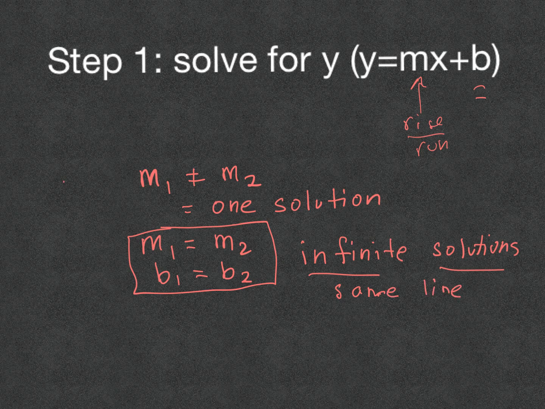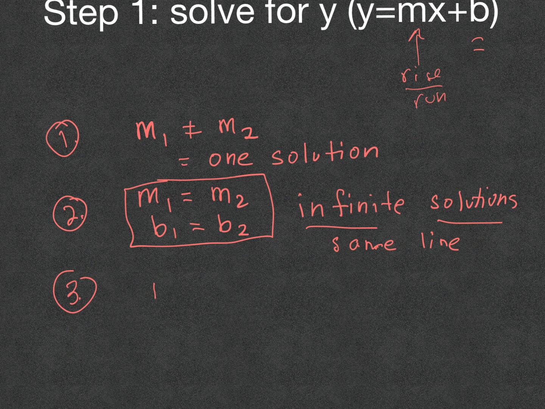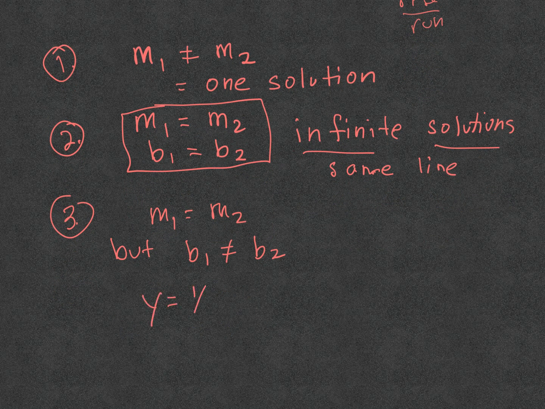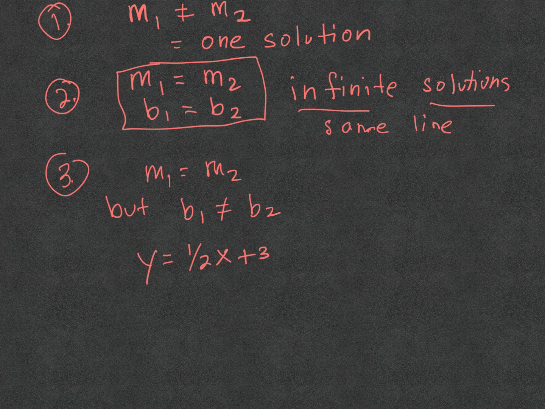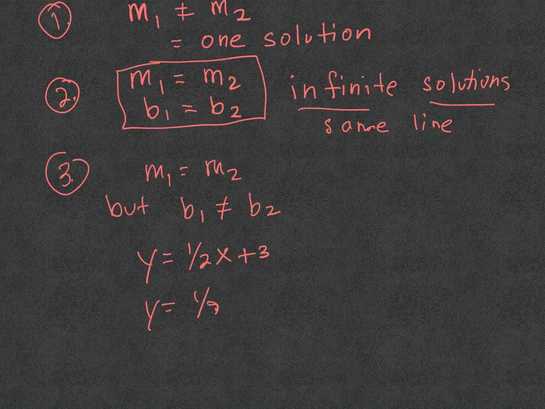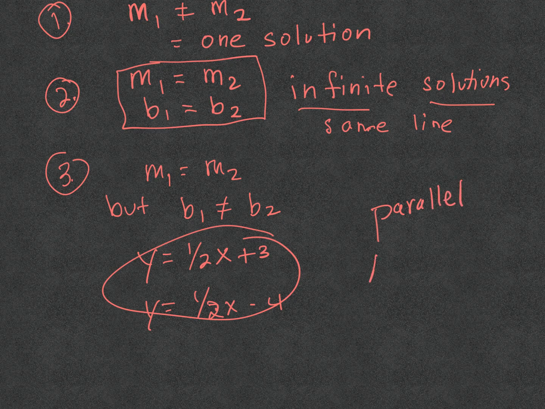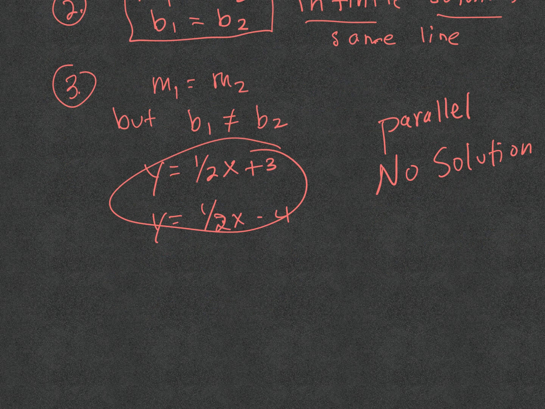So you can count this as a number 1 situation, number 2 situation. Do you remember what number 3 is? Yeah. What if m1 is equal to m2? The slopes are the same, but what? The intercepts are not the same. The b's are not the same, right? Like let's say you have y is equal to 1/2 x plus 3, okay? And then you have y equal to 1/2 x minus 4. These are not the same. These are two separate lines, but they're parallel. And if they're parallel, there is no solution. No solution, okay?